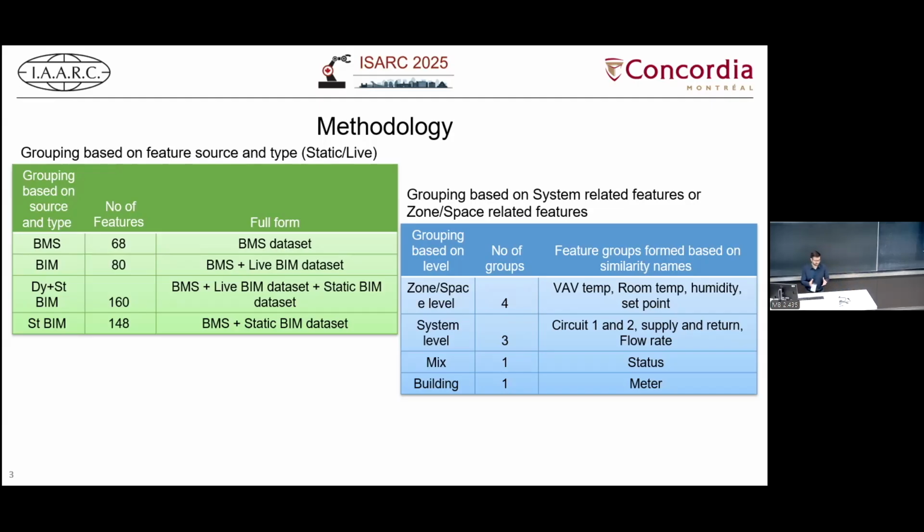We have 80 features identified. I'm not going in depth, but we had a pool of features that could support the live BIM transition that we were looking at. We already had an existing 68 different features for BMS, such as temperature, humidity, and so forth, that are typically available within buildings. We combined these features. Now we had a set of time series data and a binary set of information, which we traditionally call static BIM.